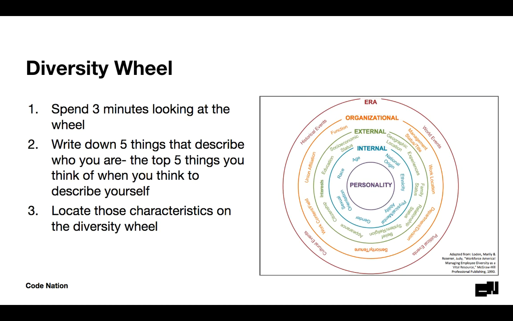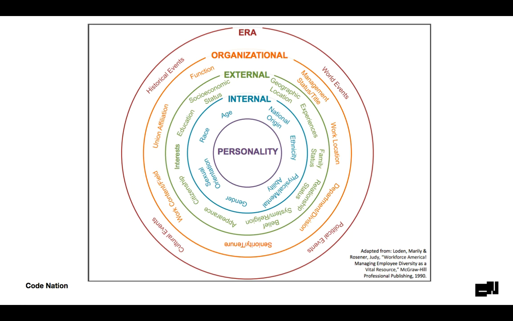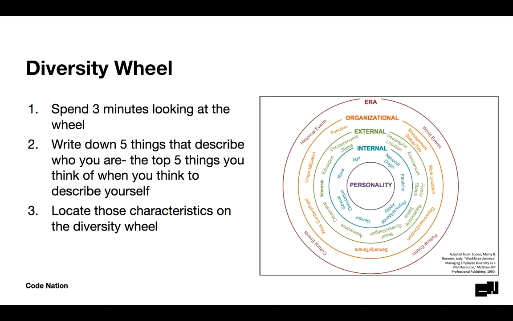So we have a little bit of an activity here. As you see on the right, there's a diversity wheel. I want you to take some time to look at this diversity wheel, and then write down 5 things that describe who you are. Just think of the top 5 things, the first 5 things that come to mind about who you are as a person or what you see as your identity. And then I want you to locate those characteristics on the diversity wheel, which you can see bigger here. And I want you to write those down.